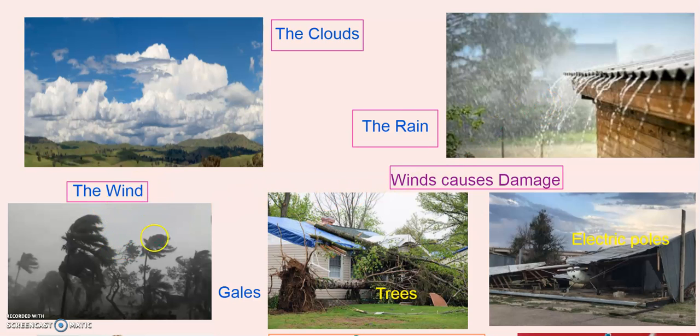How does wind change the weather? What is wind? Yes, moving air is called wind, and strong winds are called gales. What happens when strong winds come? Strong winds make trees fall, they damage our houses also, and sometimes electric poles fall on the ground. So wind causes damage.